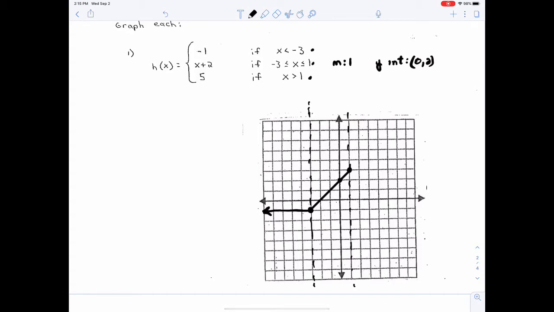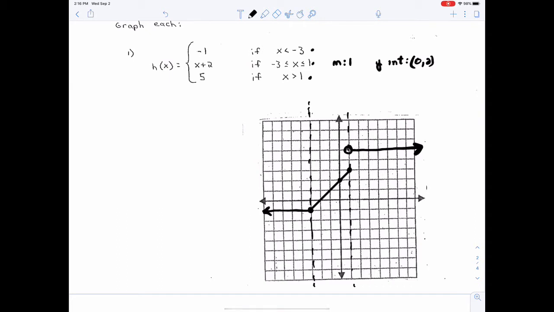And now the last one, where x is greater than 1. Remember, these are the things we're graphing, okay? I'm always looking at these things first because you start with the domain. But these are the things we're graphing, these things right here. So I'm graphing a horizontal line at 5. So I'm going to go at an x value of 1. Okay, I'm going to go up 1, 2, 3, 4, 5. It's not including that point. Okay, and that's your graph.